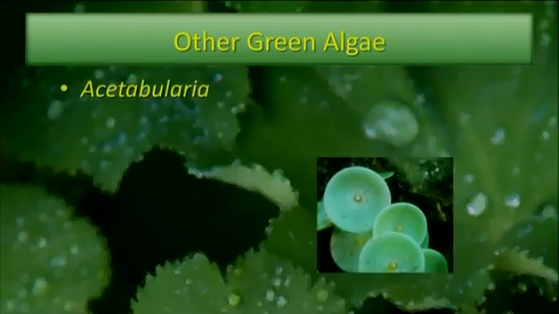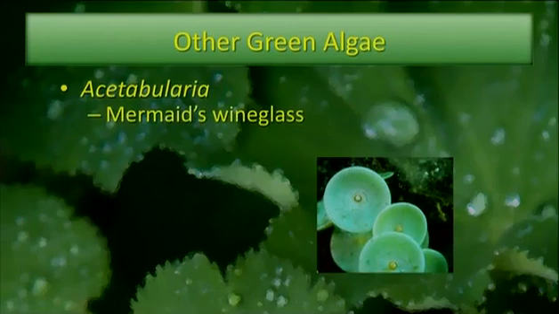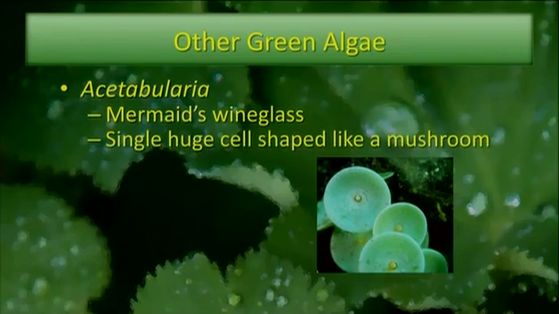Another green alga is called acetabularia. It's also known as a mermaid's wineglass. It's a single huge cell shaped like a mushroom. You can see the so-called caps of the mushroom-shaped mermaid's wineglass here. The cell can be up to 2 inches long. Researchers have done some very basic research using this alga.